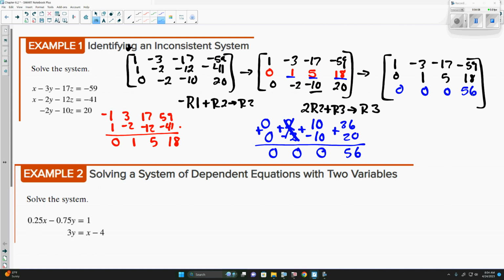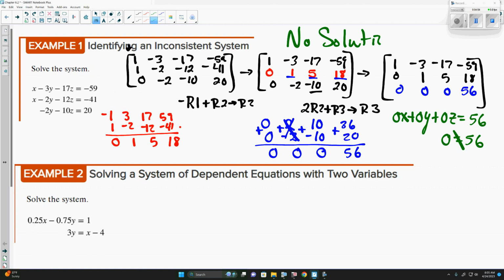Any questions on this so far? Because it seems that the last equation shouldn't be like that. Would we agree with that? Having all zeros and then 56. And really what that last row is saying, if we plug in the variables, is that 0x plus 0y plus 0z is equal to 56. Or 0 is equal to 56. Is this true? No. Could that ever be true?